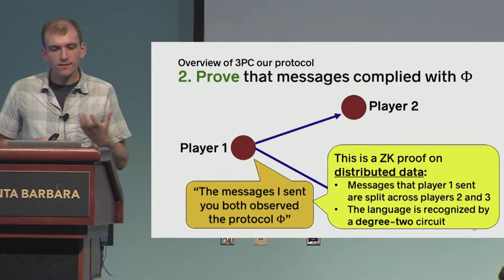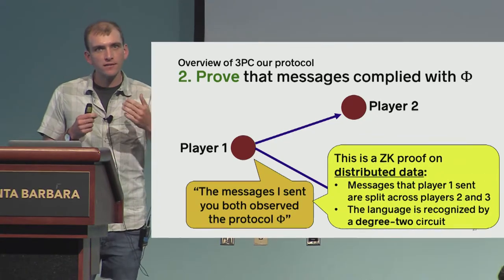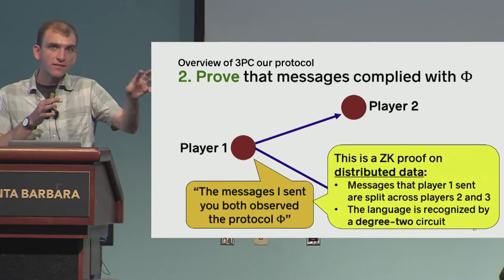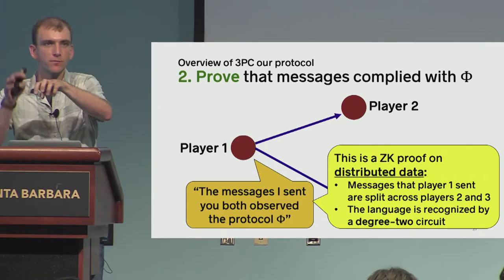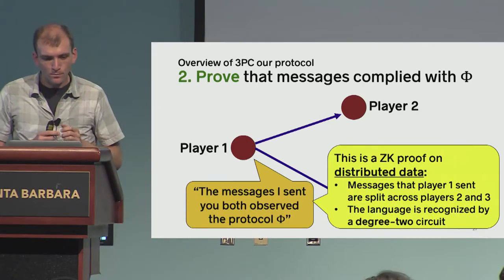Now notice, this is a zero-knowledge proof on distributed data. This is what the tool is called for, because the messages that player one sent during this execution were received by players two and three, and player two doesn't know what player three received, and player three doesn't know what two received. So these messages are held in distributed fashion.